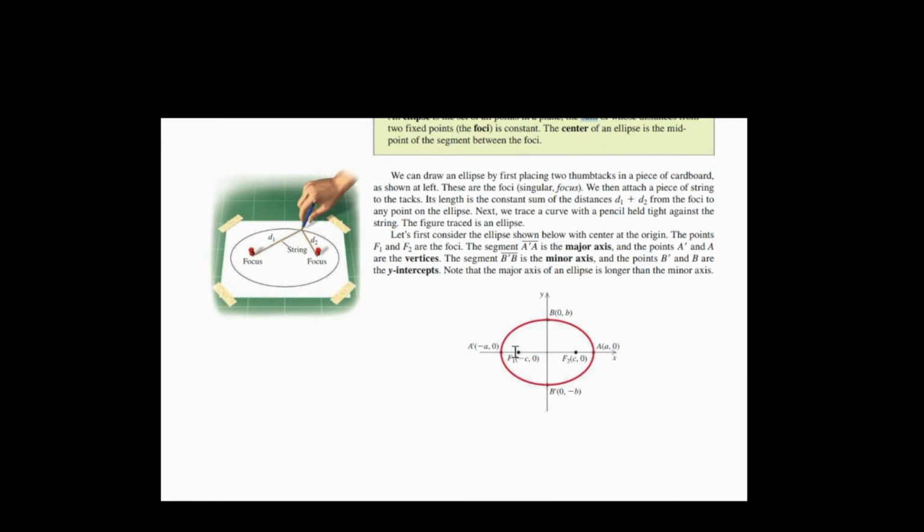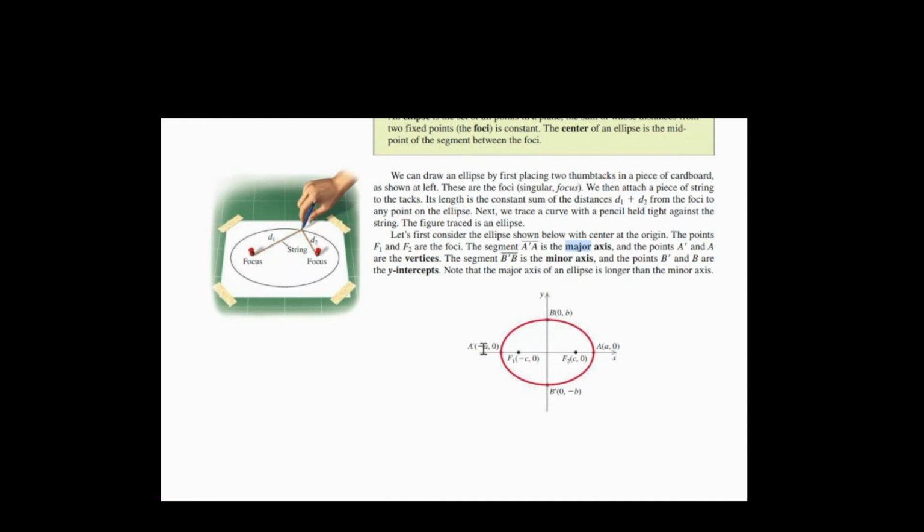So the horizontal distance seems to be bigger than the vertical distance on this particular ellipse, and you think, well, I could draw it a different way, and yes, you could, but on this one, we call the long distance the major axis. It goes from a distance of a to the right of the origin to a distance of a to the left of the origin, and so it has points (-a, 0) and (a, 0), and that seems to make sense.